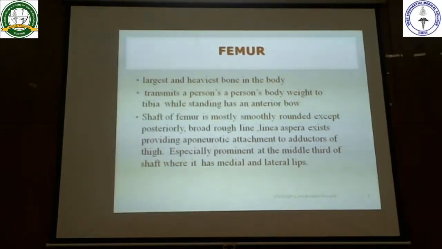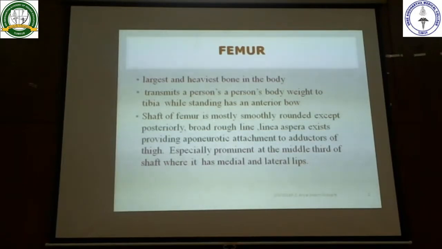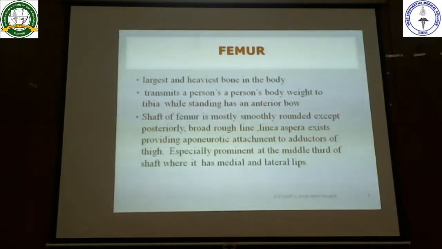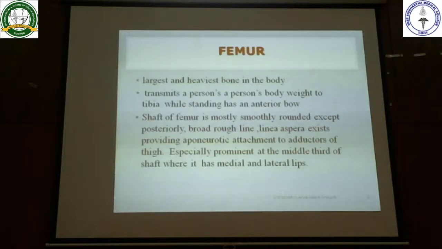It has an anterior bow. You might have seen it in the anatomy class. It's a classical significant feature of the femur. The shaft of the femur is mostly smooth, and it is rounded except posteriorly. And of course the linea aspera, which you know from your anatomy class, provides attachment to the adductors of the thigh. It is especially prominent at the middle third of the shaft, where it has medial and lateral lips. So that is in brief about anatomy.